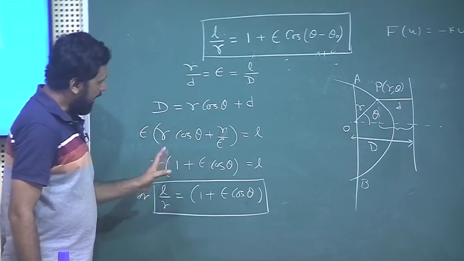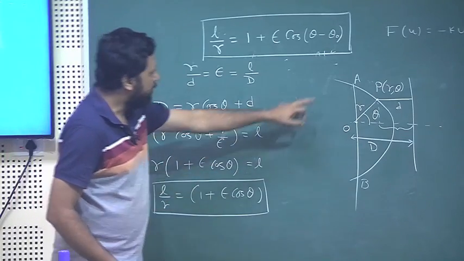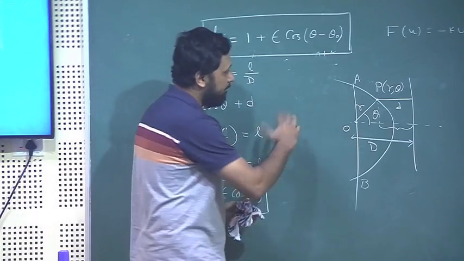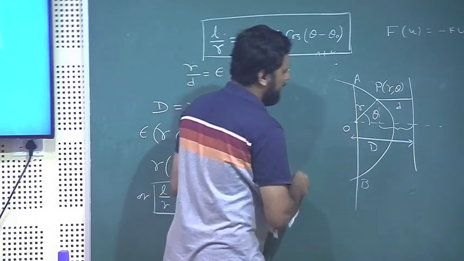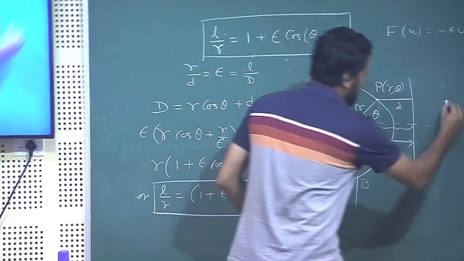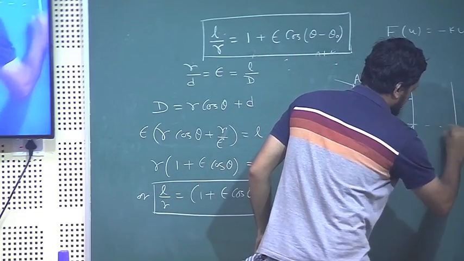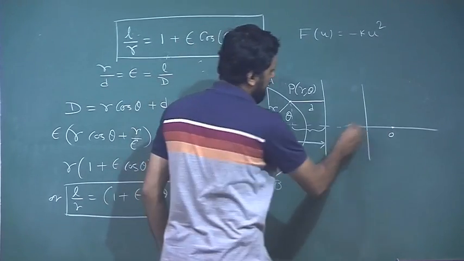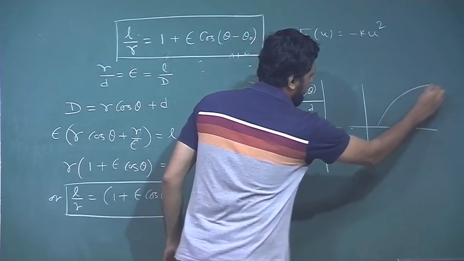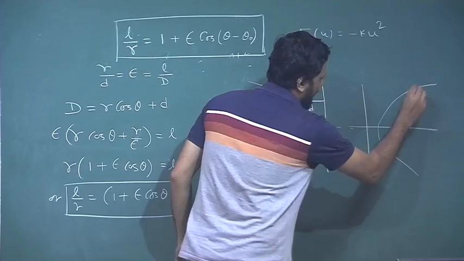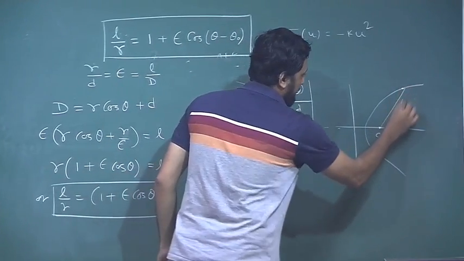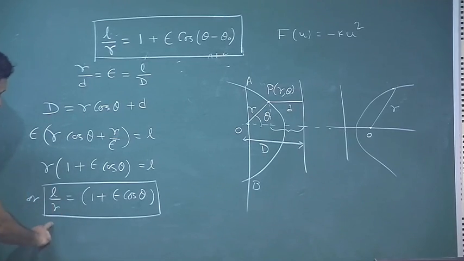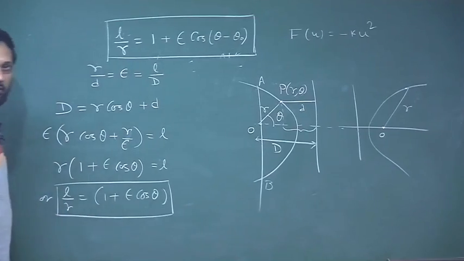I can also show you that if I take this point somewhere here, there is an alternative definition. If I change the picture slightly and look into a mirror image, something like this, where this is your focus O, this is your directrix, and this is the locus of the point, and you take a point here which is given as r, then this equation essentially reduces to L by r equal to 1 minus epsilon cos theta.